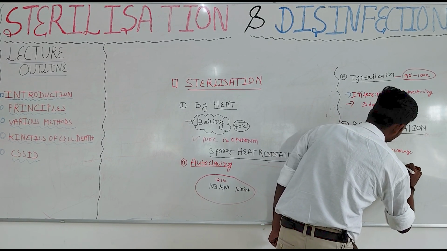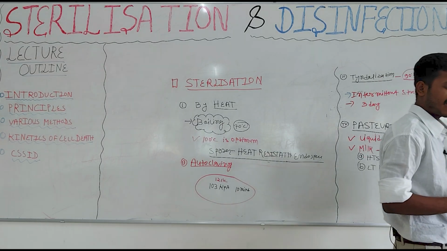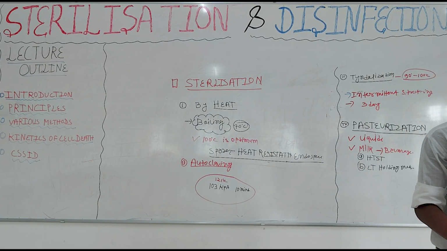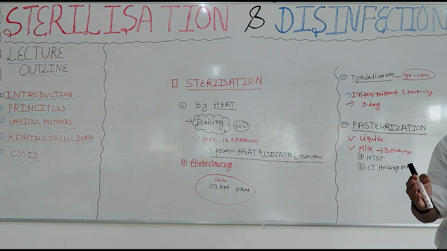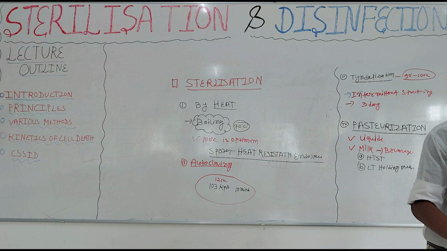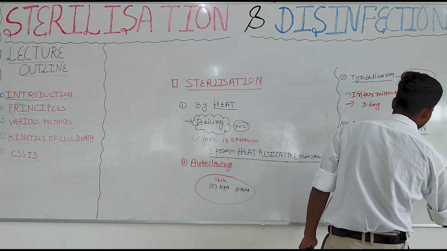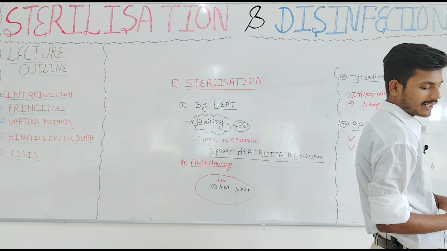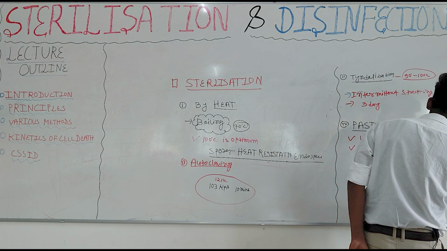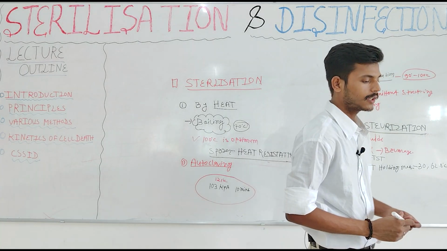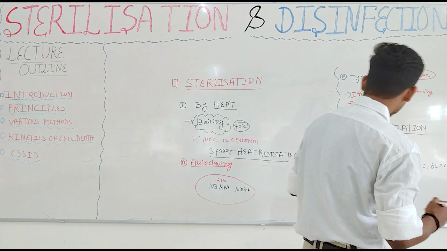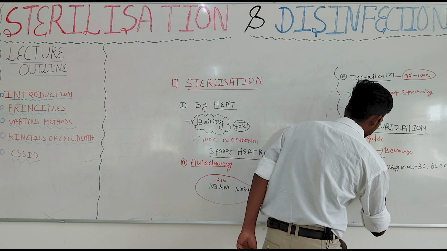Low temperature long time method means you are heating the liquid product at a low temperature for a long time period. How much? For 30 minutes, at a temperature of 62.8 degrees Celsius. Okay, no problem. And another method is called ultra pasteurization.